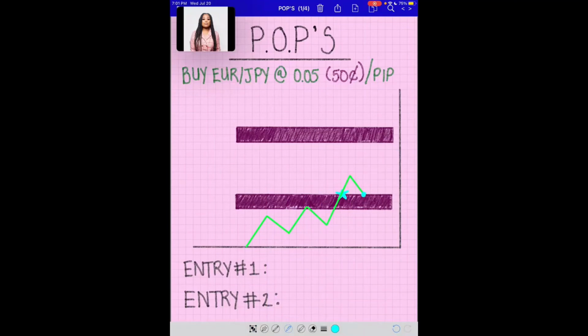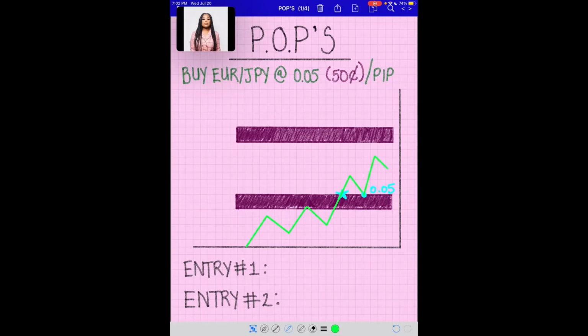So if price respects this structure, we're going to go ahead and enter the trade right here at this blue dot, right? And we're going to enter in with a 0.05. Now, once price respects this structure, it's going to continue in the upward direction, right? But as stated before, the market does not move straight up. So even after we enter our first position on this trade, the market has no choice but to pull back.